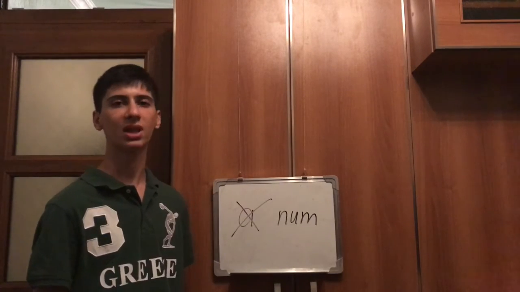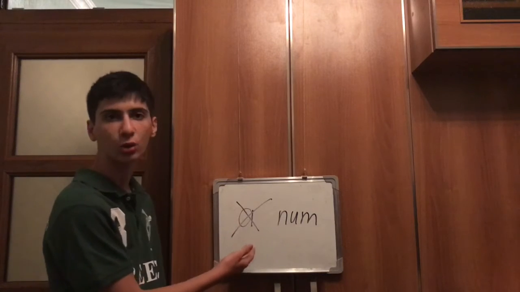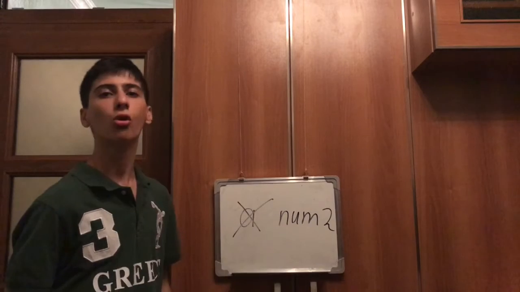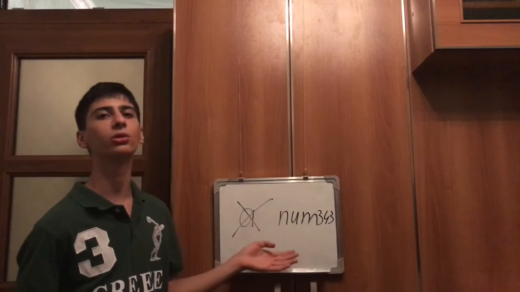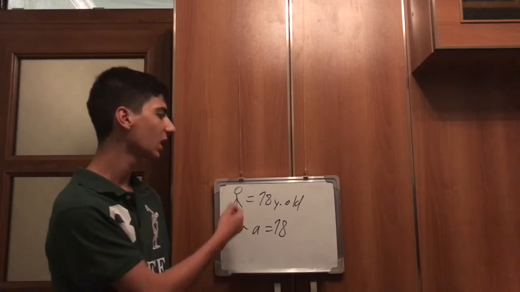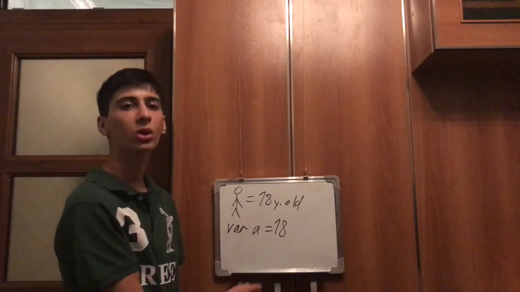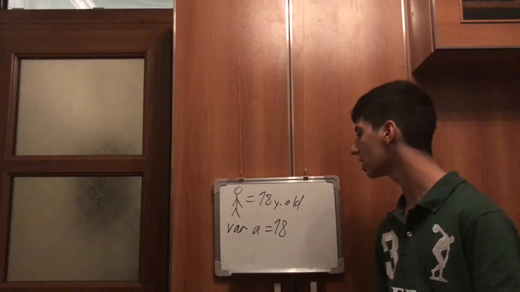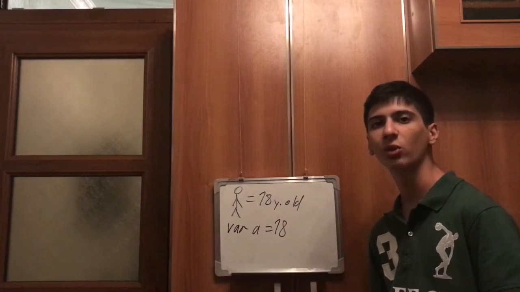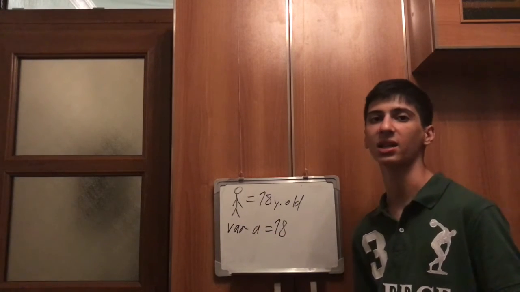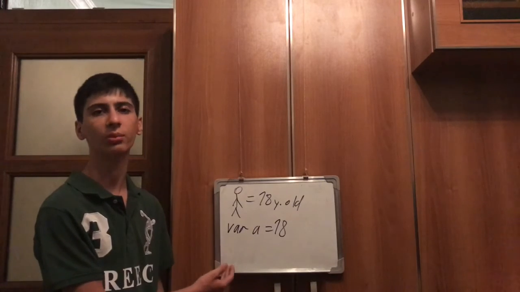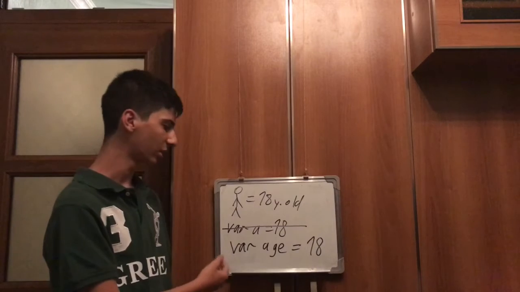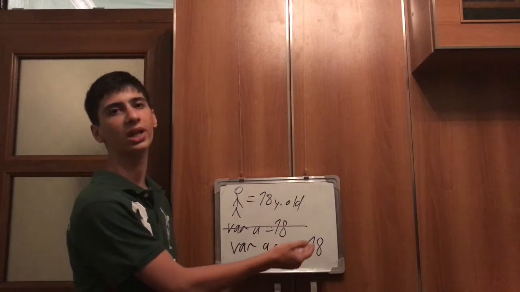So here is what I suggest. If your variable is a number, instead of a, write num. You can write either num1 or num2 or num343. If someone's age is 18, you can write var a is 18. But sometime later, when you see a is 18, you will think, what the heck is a? Is it a number? It looks like a number, but it's not just a number, it's someone's age. So it's better to write var age is equal to 18.